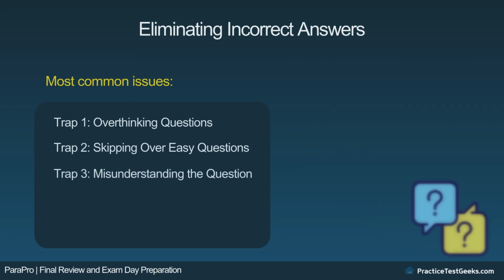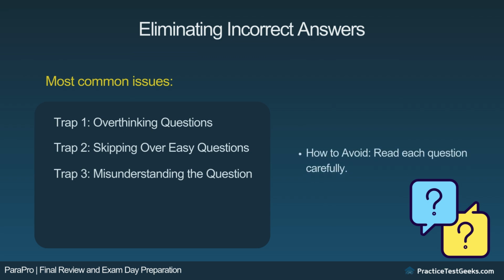Trap 3. Misunderstanding the question. The wording of the question can sometimes confuse you, leading to the wrong answer. How to avoid. Read each question carefully. Pay attention to words like except, most likely, or always, which can change the meaning of the question.